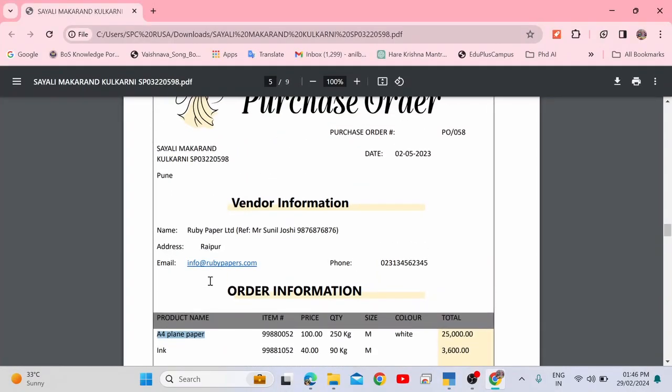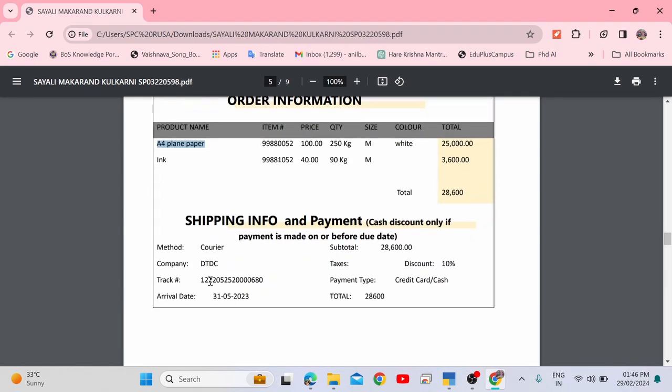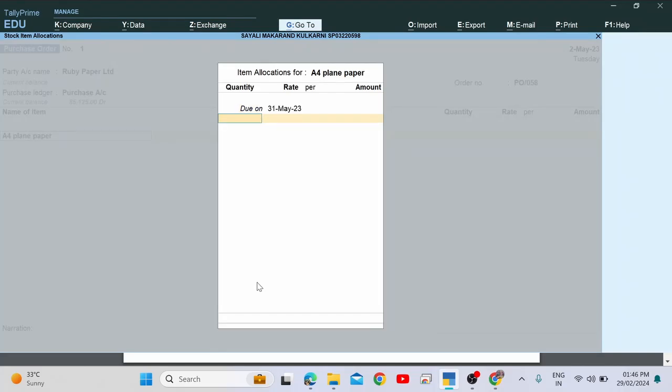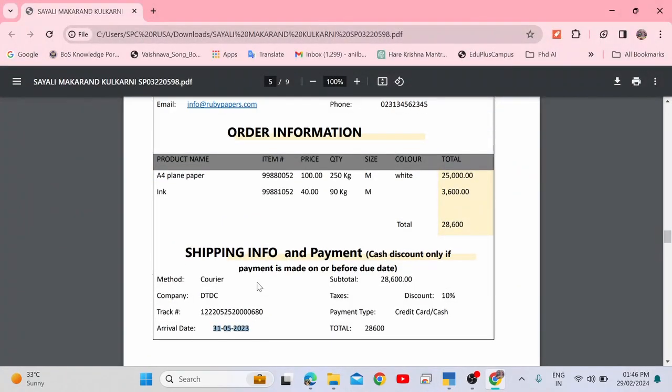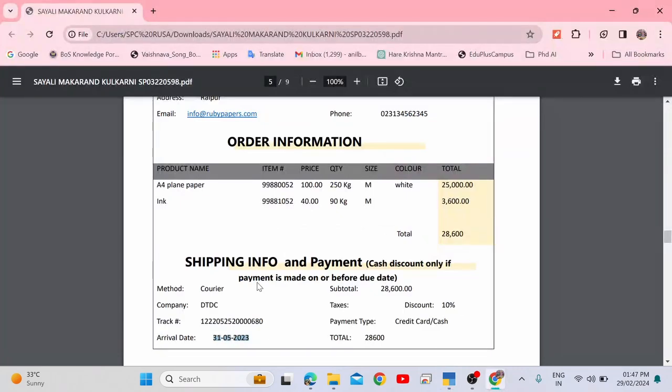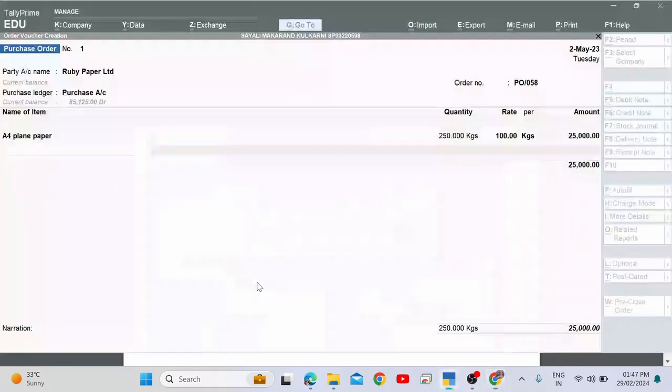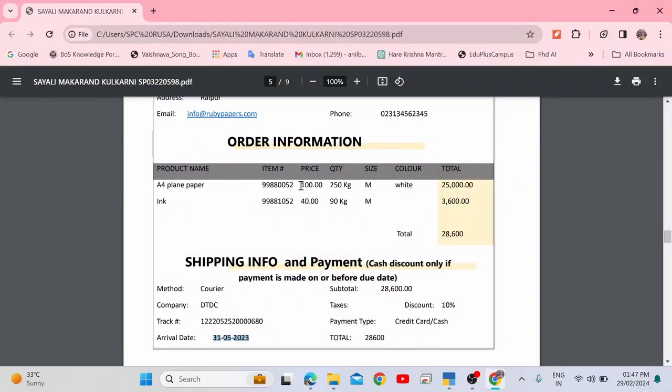When do you want this? Now due date, what is the due date for this order? Arrival date means the due date, 31st May. And then quantity, 250 kg at 100 each. Quantity 250 kgs, and then rate 100. Okay, 25,000 rupees. Don't make a mistake here, because in the order you will get price first and there you will get quantity first. Don't mistakenly write quantity in the price column or price in the quantity column.